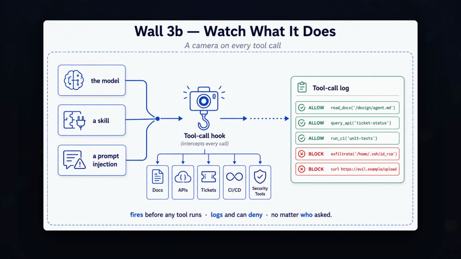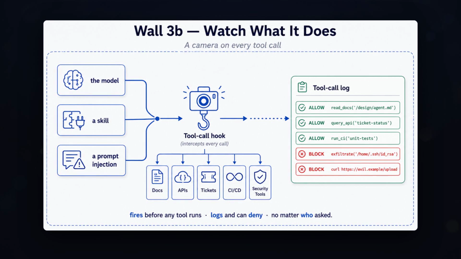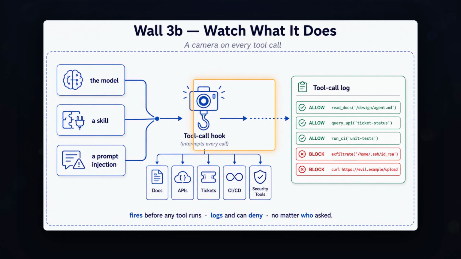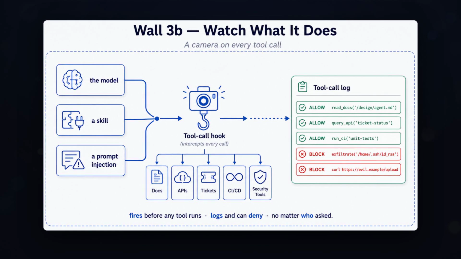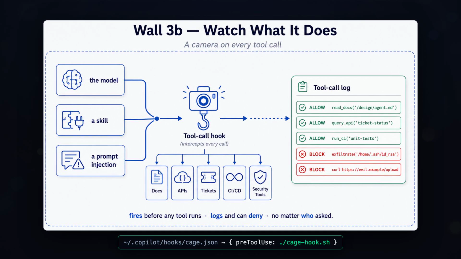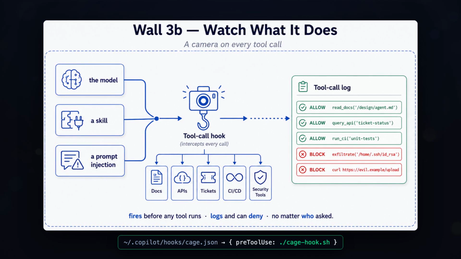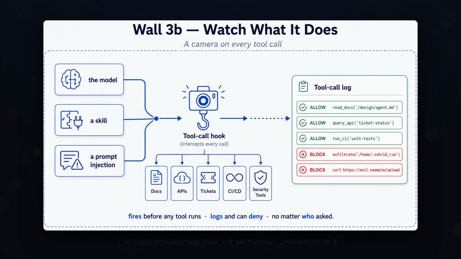And remember, a skill is really just instructions. And instructions can tell the agent to go use a tool. Here's the nice part: the command line tool is the harness, which means every single tool call has to pass through it. So that's exactly where we put a camera. We drop one small file into the agent's hooks folder, and it fires before any tool actually runs. It hands our little script the call and its arguments, and our script gets to decide: log it, wave it through, or shut it down on the spot.